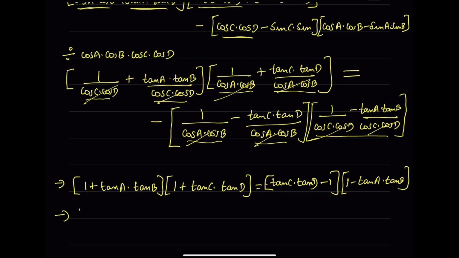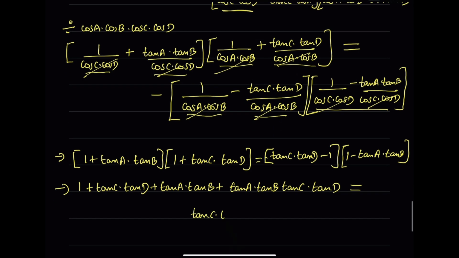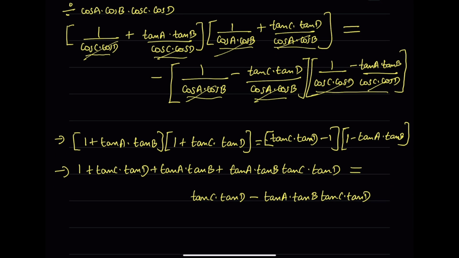Now let's multiply this. We would get 1 plus tan C tan D plus tan A tan B plus tan A tan B tan C tan D equal to tan C tan D minus tan A tan B tan C tan D minus 1 and plus tan A tan B.